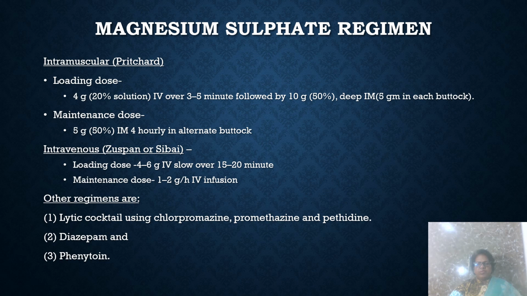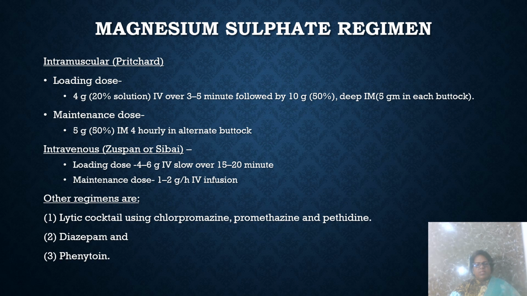Magnesium sulfate is the drug of choice for eclampsia. So the regimes, there are two major regimes followed in the hospital. We will see. One is intramuscular and one is intravenous. For the intramuscular regime, the loading dose is given IV 4 gram of 20% solution IV over 3 to 5 minutes, followed by 10 gram 50% solution deep IM, 5 gram in each buttock. Then maintenance dose of 5 gram 50% solution IM 4 hourly in alternate buttocks.